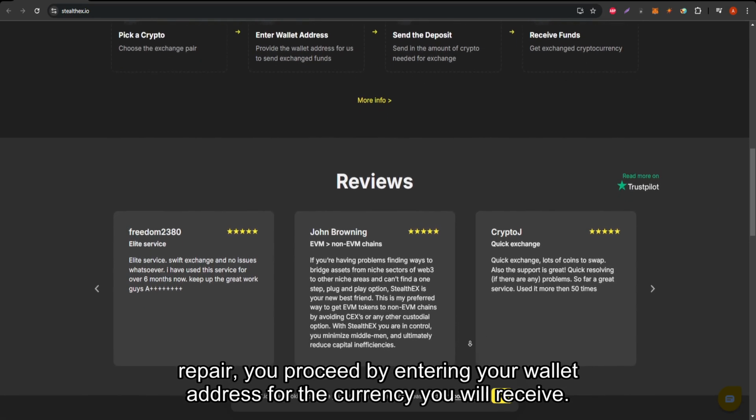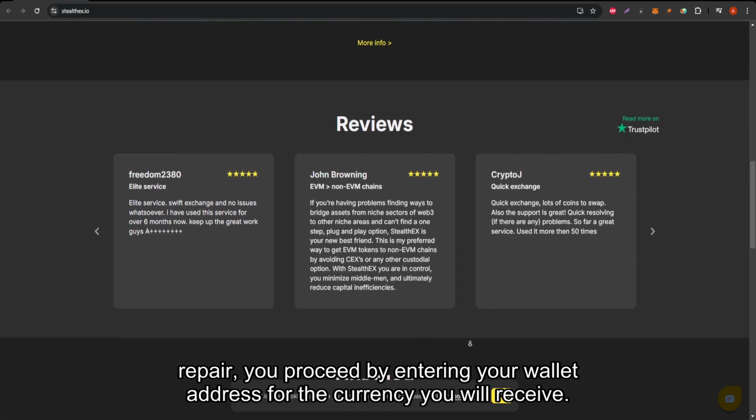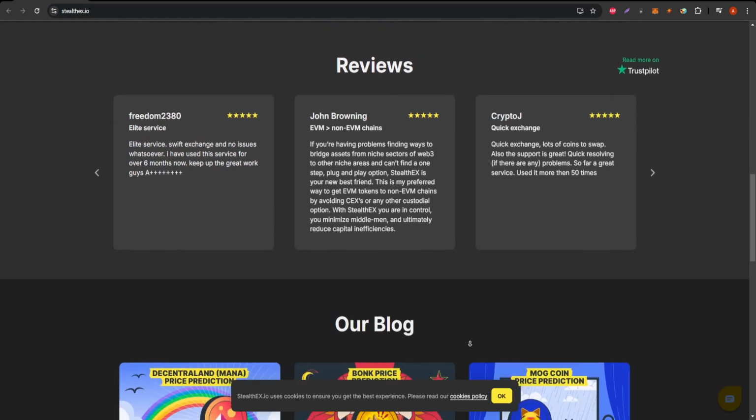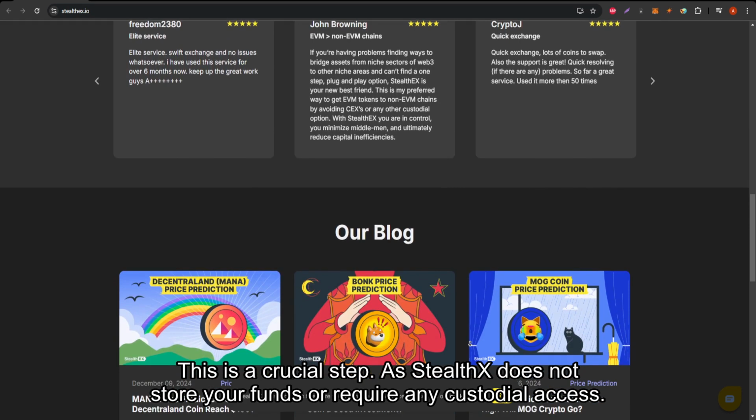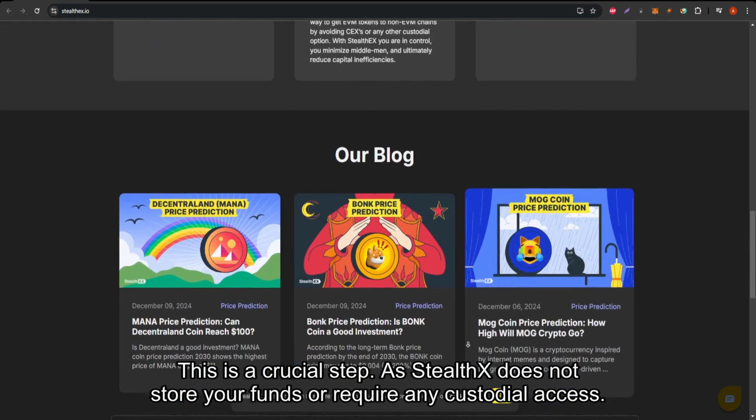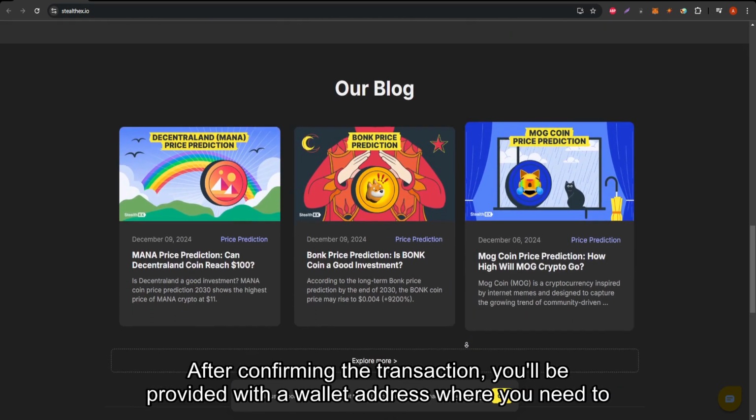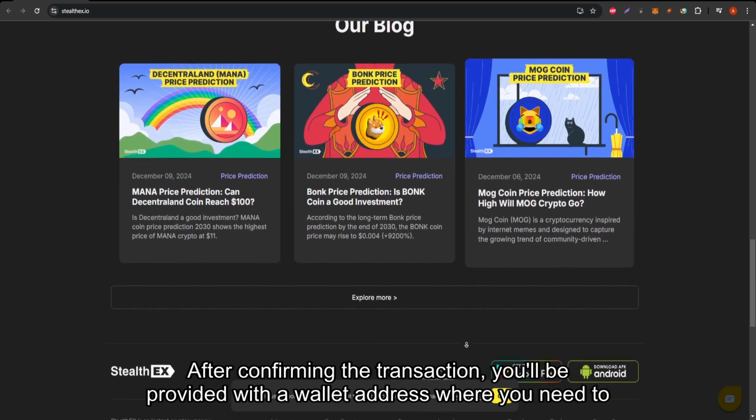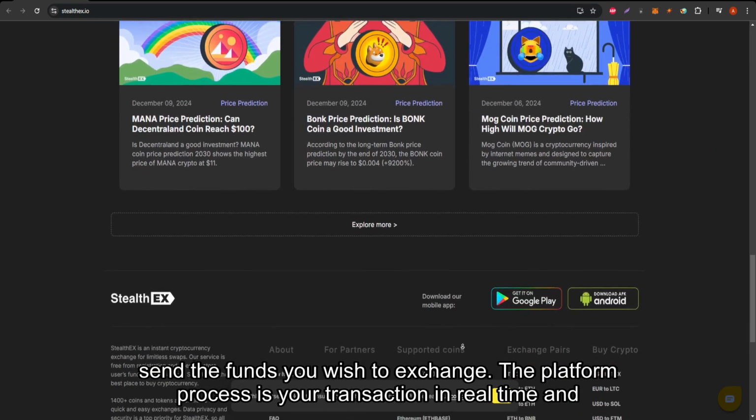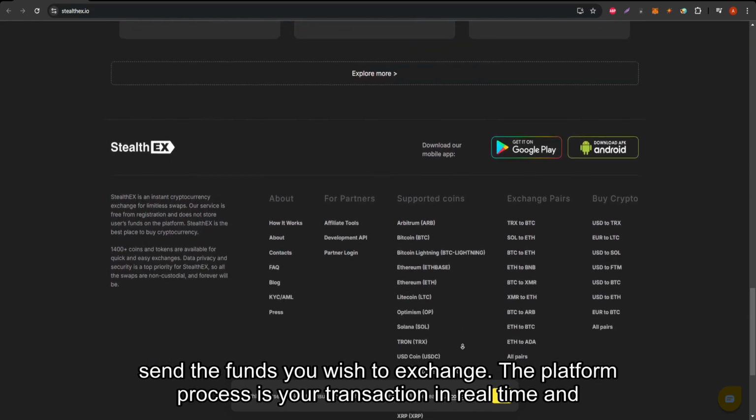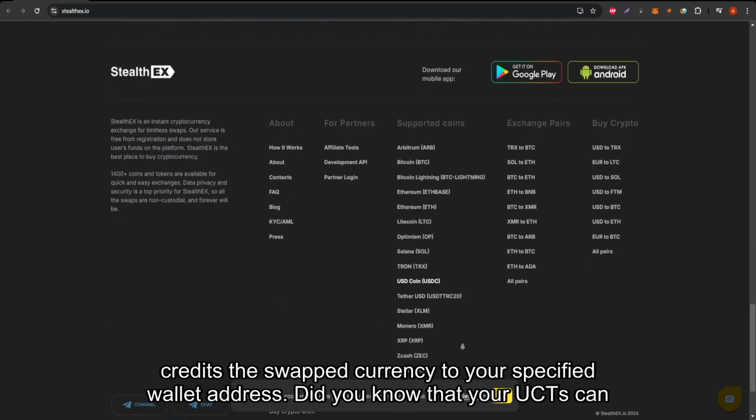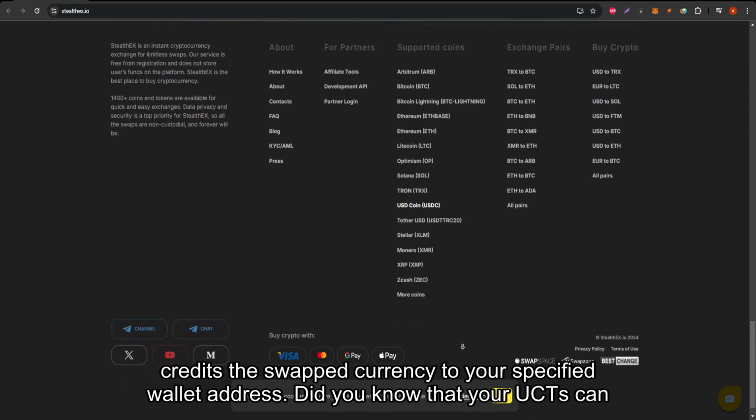Once you've chosen a pair, you proceed by entering your wallet address for the currency you will receive. This is a crucial step, as StealthEX does not store your funds or require any custodial access. After confirming the transaction, you'll be provided with a wallet address where you need to send the funds you wish to exchange. The platform processes your transaction in real time and credits the swapped currency to your specified wallet address.